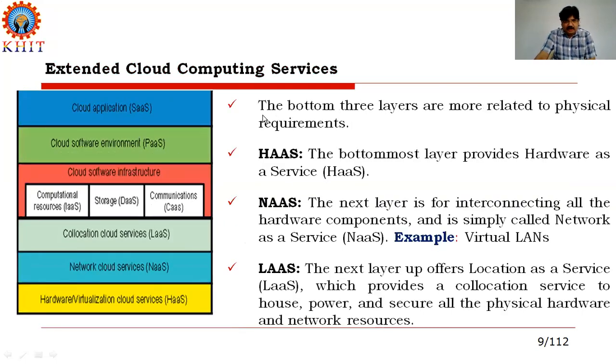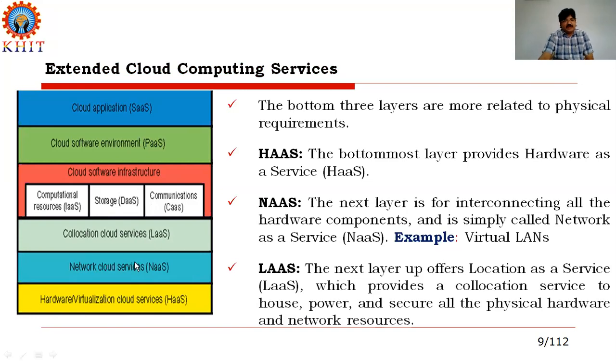Here the bottom layers, the yellow shaded one, is the bottom layer, namely hardware as a service. These are more related to physical requirements. The bottom-most layer provides hardware as a service, which provides the required hardware to the end users. On top of hardware as a service, we can keep network as a service. This is the next layer for interconnecting all the hardware components, and simply we can consider this as network as a service.